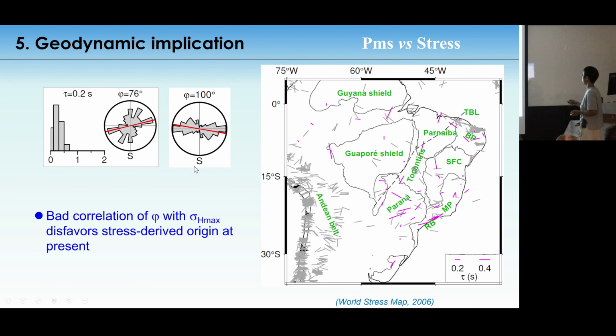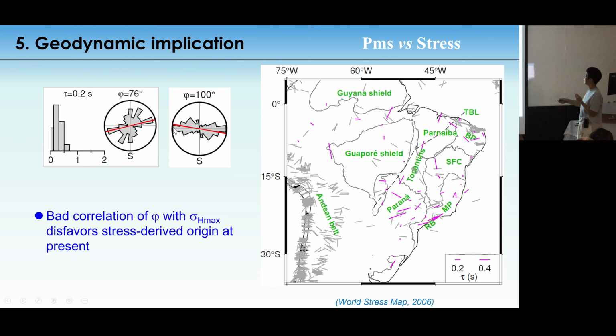Now, we further compared this crustal anisotropy with the stress field, because this stress field, the horizontal maximum principal stress, the data come from the World Stress Map database. They are a reflection of the current stress field at present. And here again are the ticks for the magenta bars for the crustal anisotropy, and here are the ticks for the maximum stress field, and we can see that they are different.